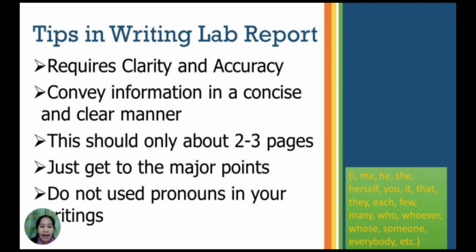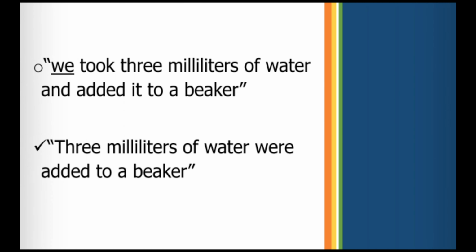For example, I, me, he, she, herself, you, it, they, each, few, many, who, whoever, whose, someone, and everybody, and also many more. For example, instead of "we took 3 milliliters of water and added it to a beaker," it must be "3 milliliters of water were added to a beaker."